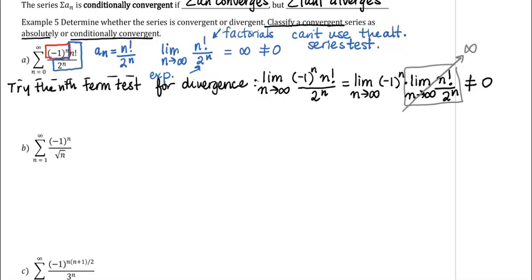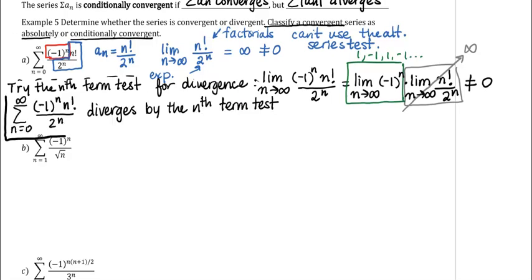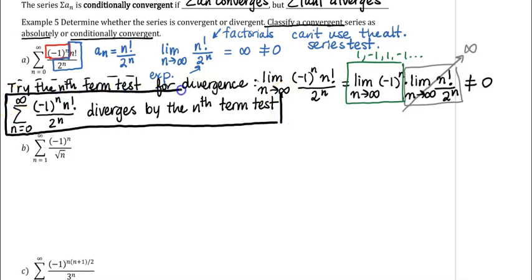especially with this factor right here doing nothing but alternating, with that limit not even existing, going 1, -1, 1, -1. So if that limit does not equal 0, then the nth term test for divergence tells us that this series must diverge. Because this series diverges, we do not even need to explore if it is conditionally or absolutely convergent, because it's not convergent, it's divergent.